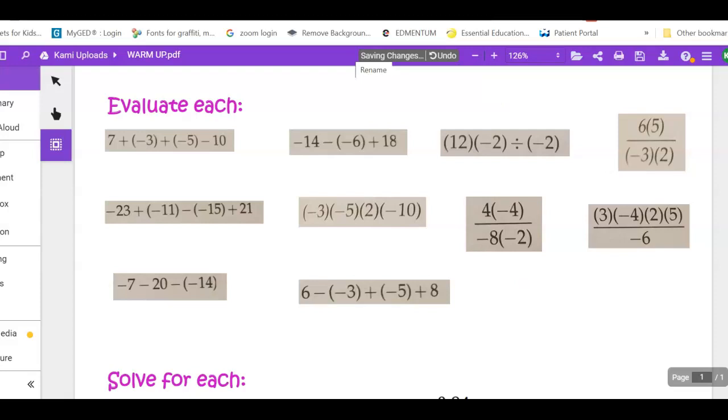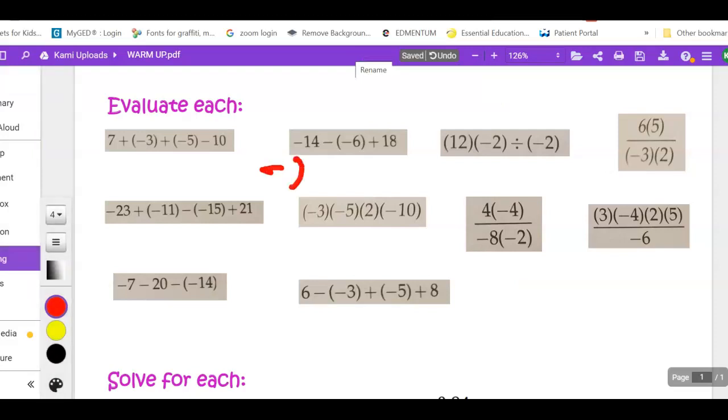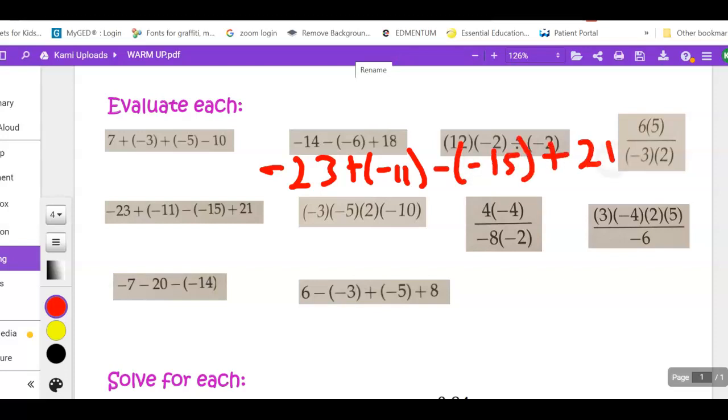Let's take a look at this one. Next, I have negative 23 plus negative 11 minus negative 15 plus 21. Make sure I wrote that right. Negative 23 plus negative 11 minus negative 15 plus 21.